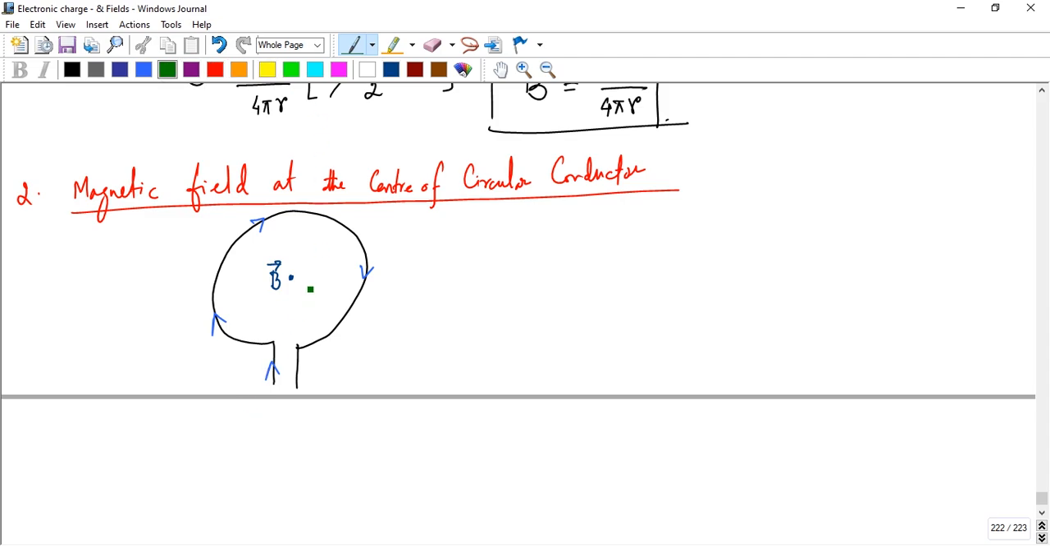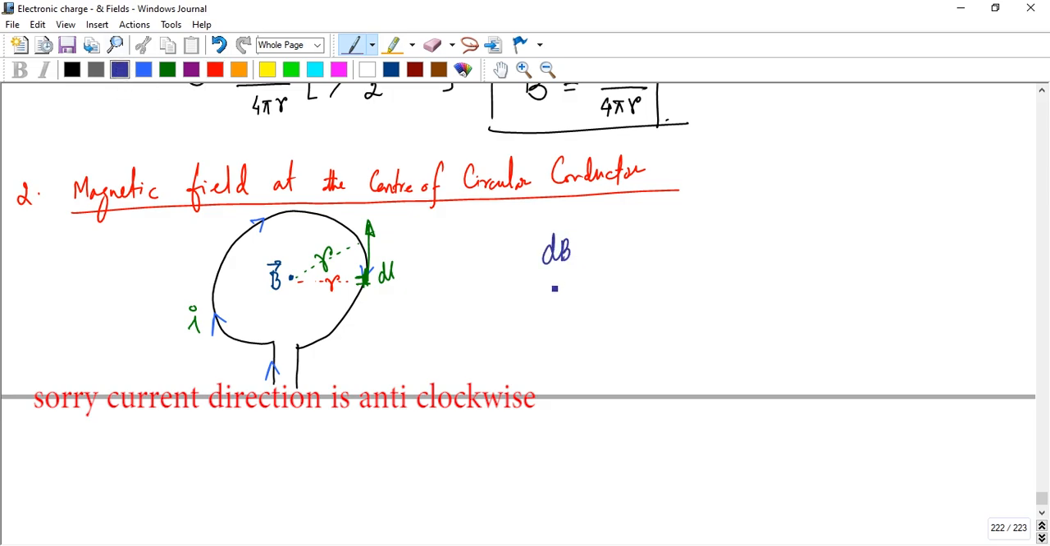Now assume the radius of the circular path is R. Now choose a very small length, the differential length dl, in that direction, and the current direction I. This length is also r because the radius is the same. So the magnetic field dB, important, is at the center. Suppose that is C, the center point.